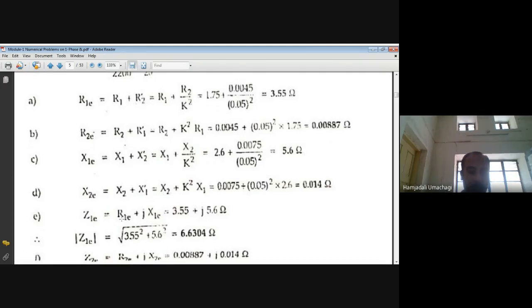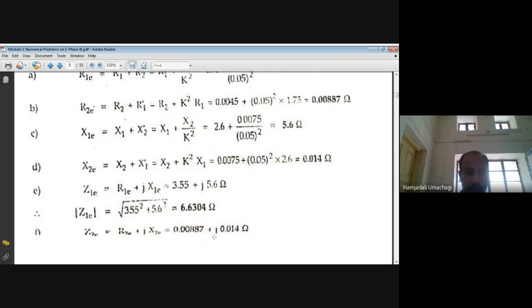In the same way, now you calculate the fifth parameter, that is primary equivalent impedance, Z1E. Impedance is a combination of resistance and reactance. Z1E is nothing but R1E plus jX1E. R1E is 3.55, and X1E is 5.6. So 3.55 plus j5.6. If I want to get its magnitude, then Z1E is equal to the square root of 3.55 whole square plus 5.6 whole square, whose answer is 6.6304 ohms.